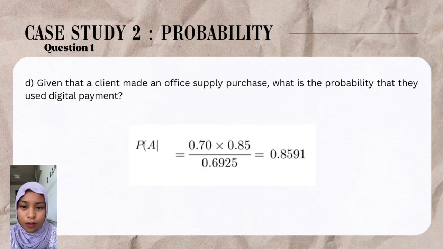D. Here I use Bayes' theorem to reverse the condition. We are given that a client bought office supplies and we want to know the probability they use digital payment. Digital given office, so 0.595 divided by 0.6925 equals 0.8591. So there is an 85.91% chance that the client used digital payment if they bought office supplies.